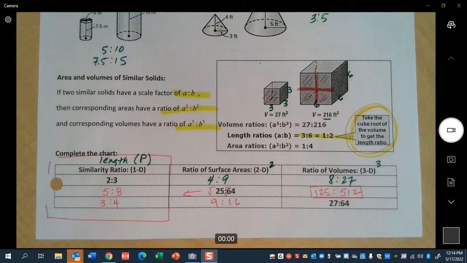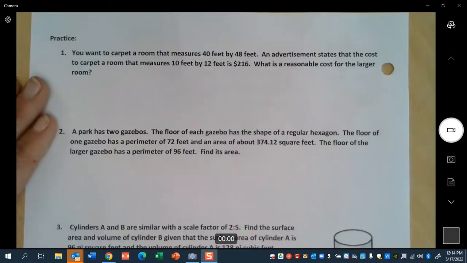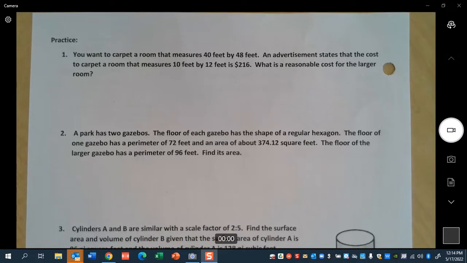Kind of cool, right? All right. On the back here is a true story. My husband and I bought our house, and it needed new carpeting in the kids' bedrooms, and we were tight on a budget. I saw an ad in the newspaper that said you could carpet a room 10 by 12 feet for $216. I'm like, $216? We can afford that easy.